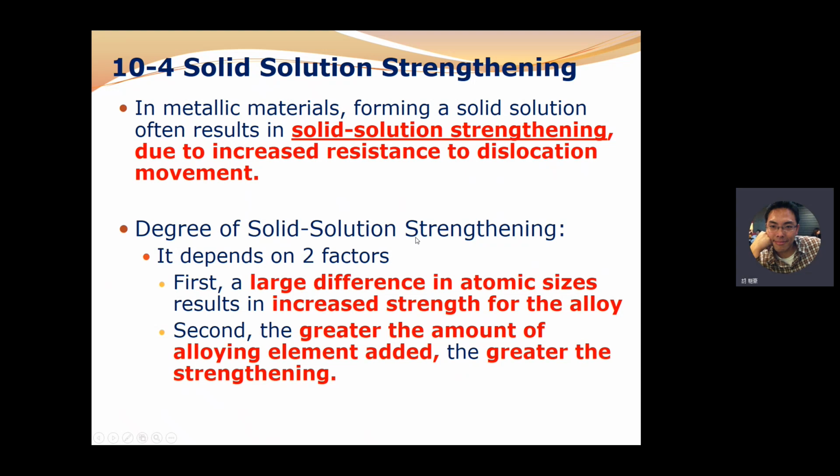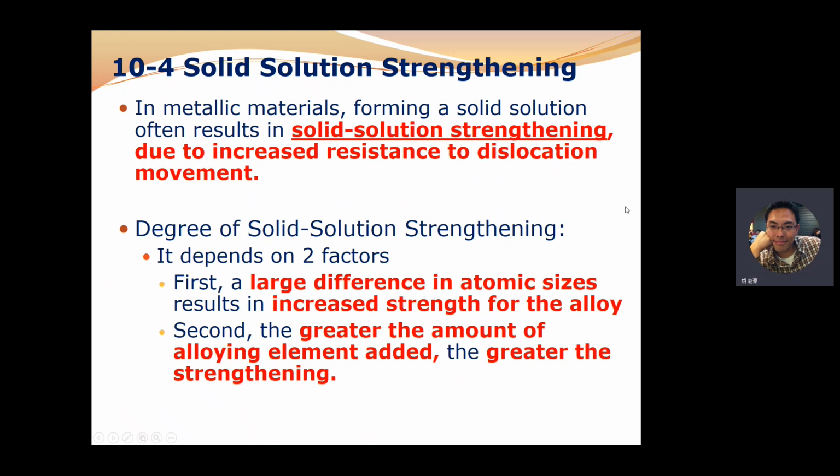And what's the degree of solid solution strengthening? I mean, how do we define how to add the point defect, or do we just randomly pick one element from the periodic table, or do we have any rule or criteria to pick the point defect for solid solution strengthening?